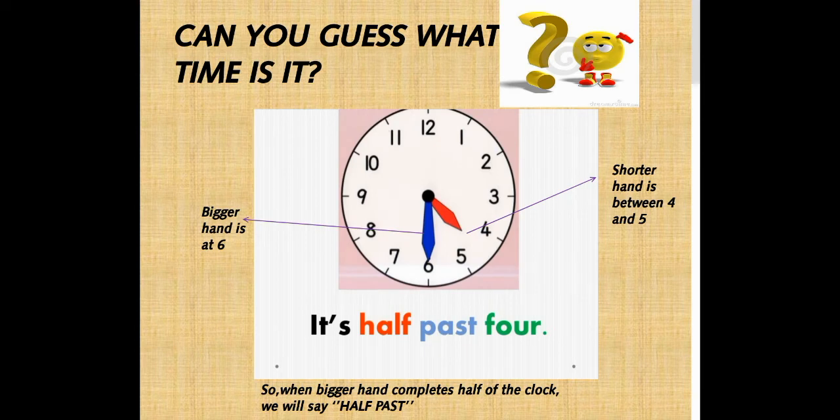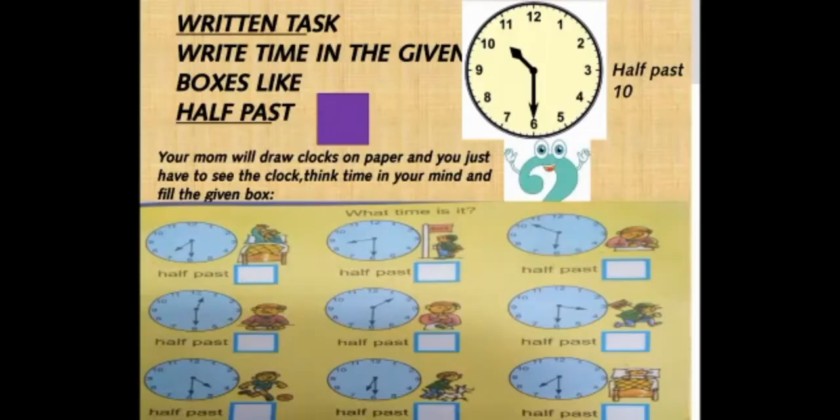Can you guess what the time is? You can observe that the bigger hand is at 6 and the shorter hand is between 4 and 5. So the time is half past 4. So when the bigger hand completes half of the clock, we will say half past. On this page, now observe the clocks carefully and then write the time in the blank boxes.